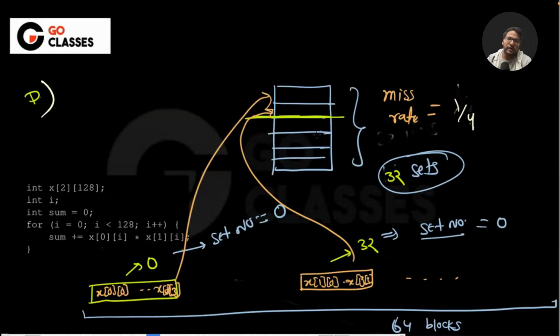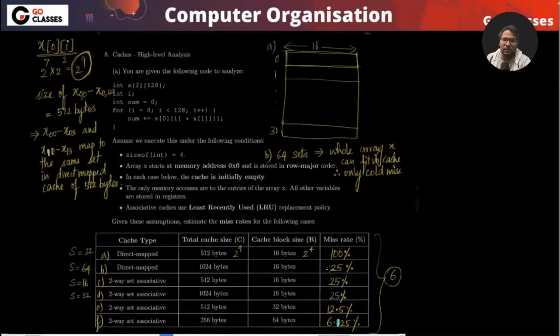this will map to 0, right? And then for the new block, again the things will repeat. For the new block, again this will map to 1, this will also map to 1, right? So it can hold both of them, right? So I think again this is 25%, 25%, right?